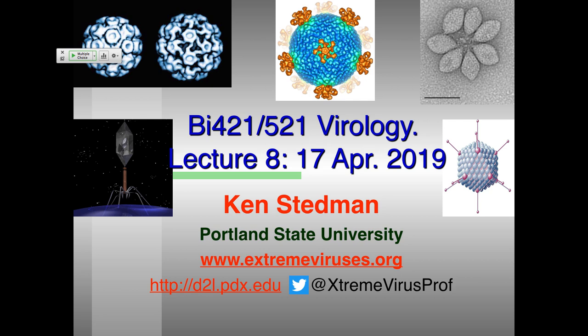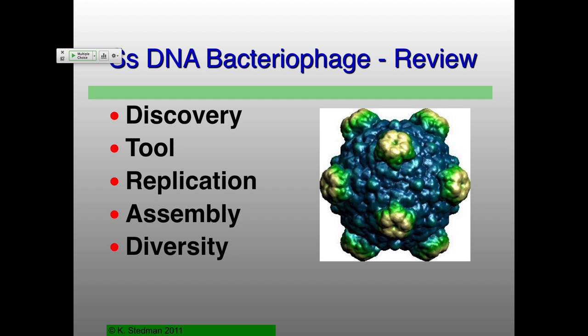Good. So I wanted to start today, again as usual, with a quick review of what we talked about last time. ΦX174, I didn't bring my model, but it's a small DNA bacteriophage. What's the really fascinating aspect about this, in terms of anything else that we talked about so far? What makes these viruses different from any of the other ones we've talked about so far? What kind of genome do they have? Single-stranded DNA, exactly. So that's really the big take-home message about these guys.